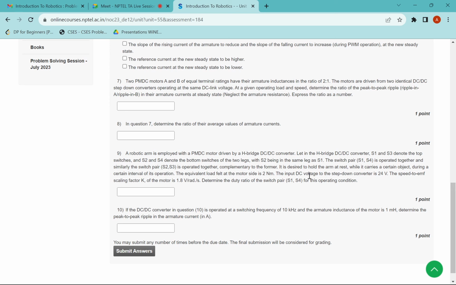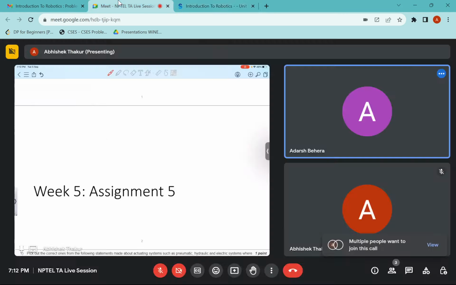Okay, sir. If the input voltage is given 24 volt, then K is given. If I divide the input voltage by K, then the value I get will be in radian per second. Basically, I get a value for omega. And again, I will multiply with K value, then I get some value of average voltage. But I don't think this is the correct approach. Now you can ask there in the forum. Okay, sir.